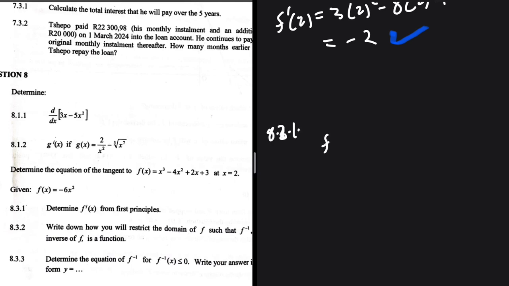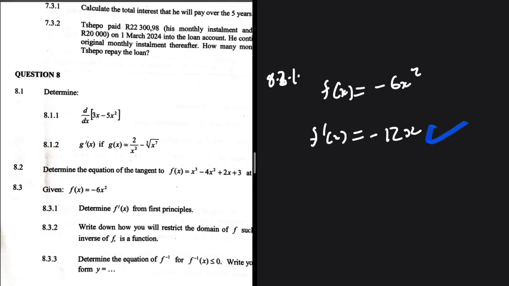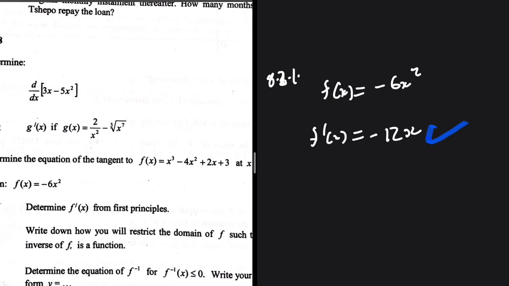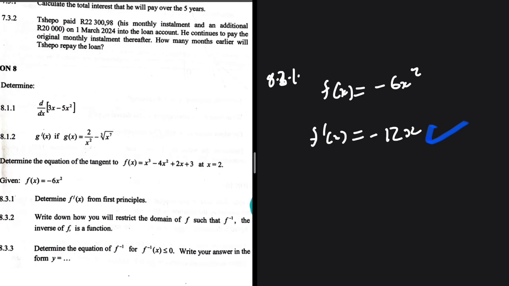So that is 8.2. And then 8.3.1, we're supposed to find f prime of x using first principles, if f of x is equal to minus 6x squared. I'm not going to do this one just for the sake of time. But ultimately, the answer we should get is f prime of x equals minus 12x. But you're supposed to use first principles. You can see the mark allocation is 5. Easy marks, really. Free marks. You're supposed to use first principles, not the power rule. The power rule just helps you to see if you've done the correct thing.